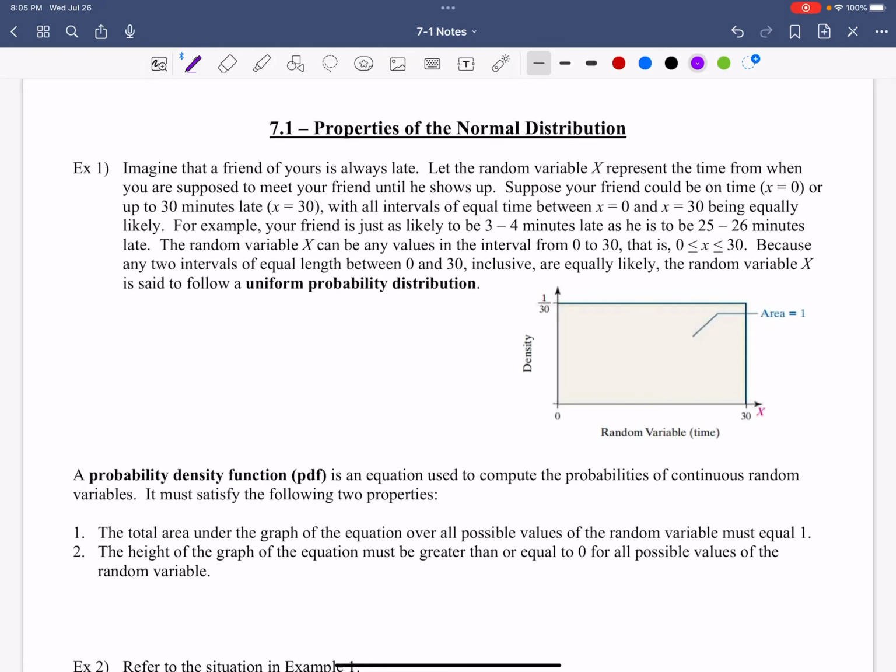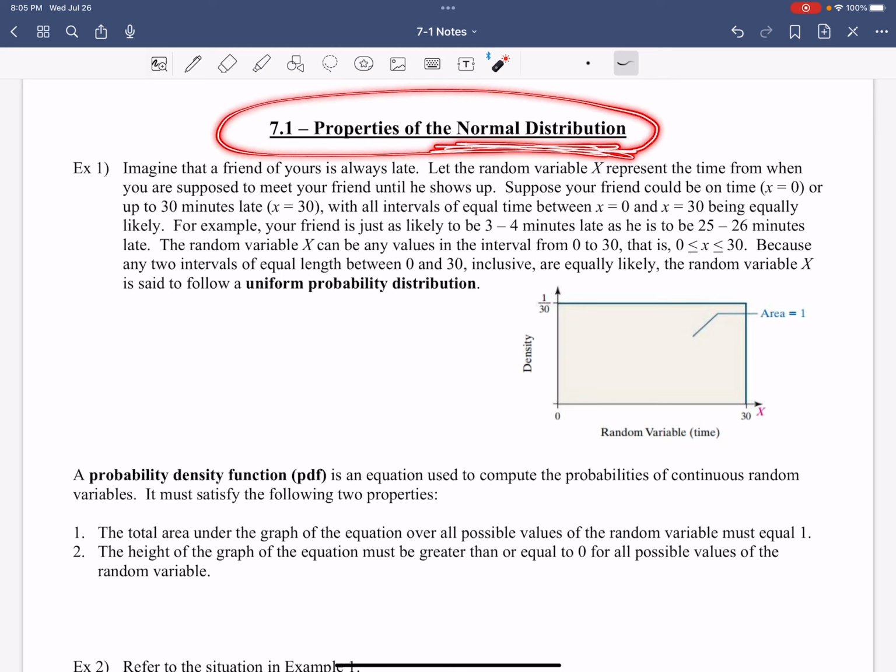Okay, let's go back and start talking about some normal distribution, all right? So we're going to be looking at our properties in this first section, kind of getting our feet underneath us a little bit. So let's jump right in.